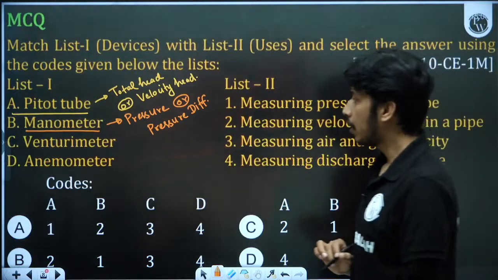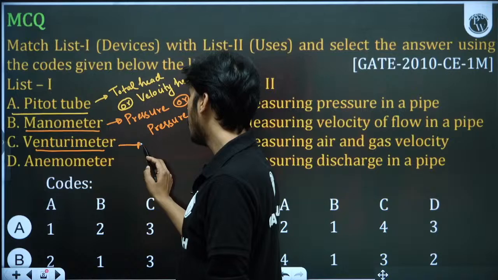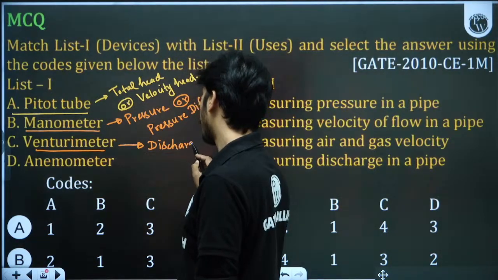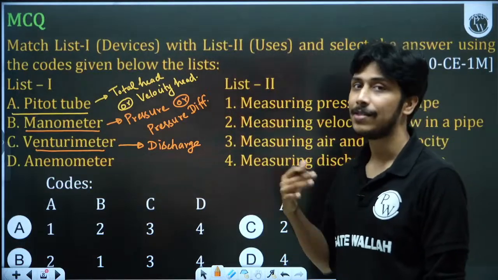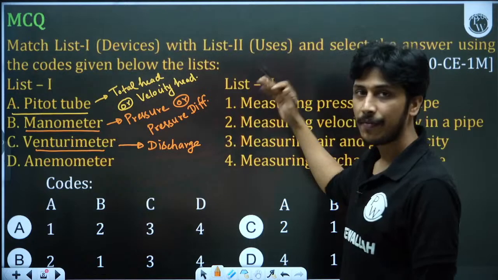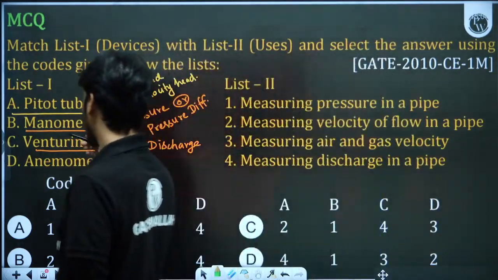Pressure or pressure difference. Next, venturimeter. Venturimeter is only used to measure one thing, that is discharge. I'm not concerned about which is matching with, I'm just writing what my knowledge is. If they are not giving this option, they are giving different options, then you can also match. Always try to add your knowledge and content here.